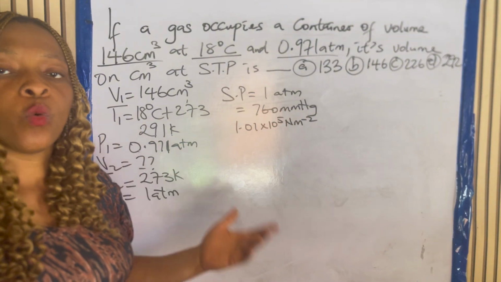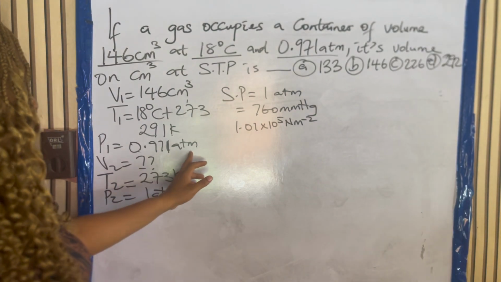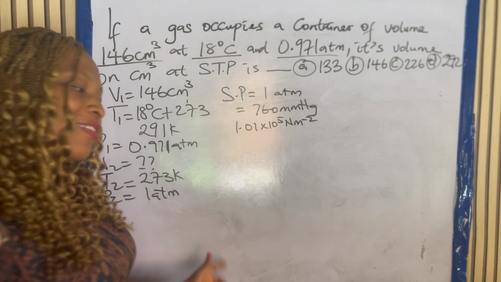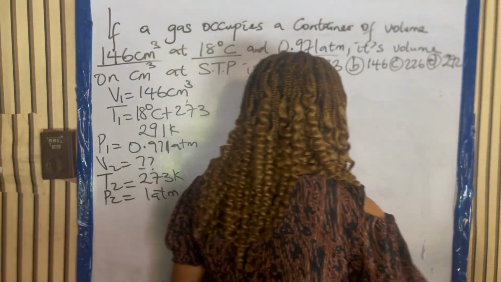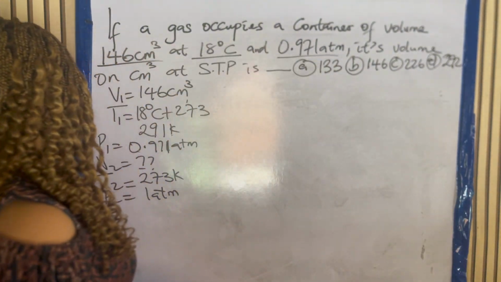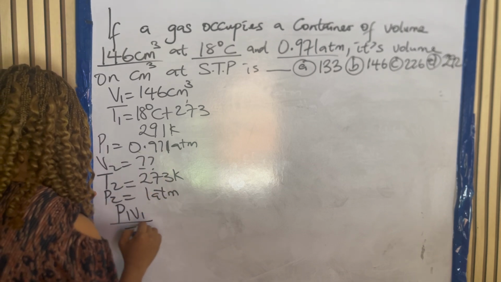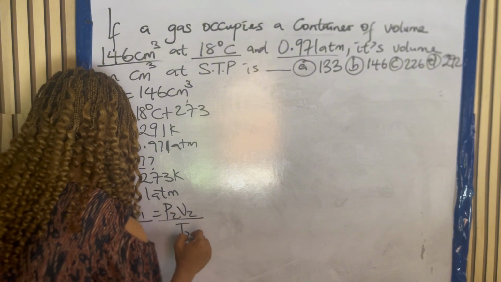That will determine what you are going to use. So in this case, since we are dealing with ATM, our standard pressure here will be what? 1 ATM. Simple. So let's solve. Okay, let's repeat. So what do we do? Using the general gas equation, P1V1 all over T1 is equal to P2V2 all over T2.